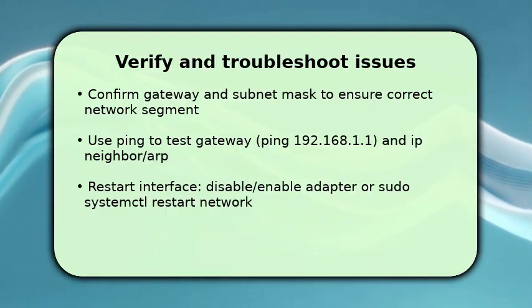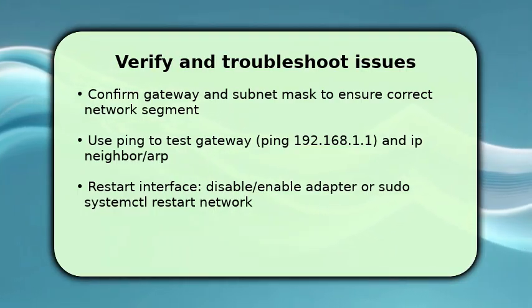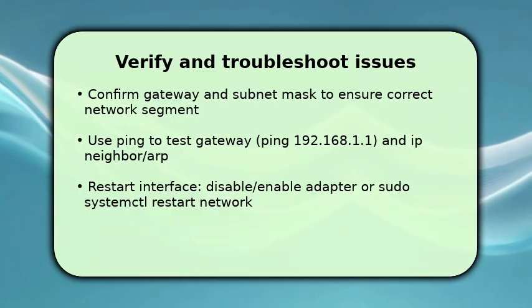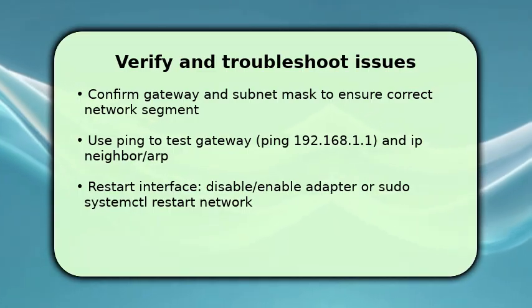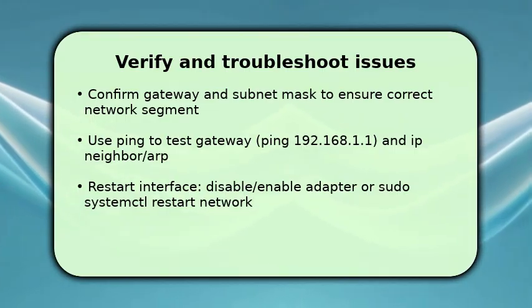If you still lack an IP, renew or restart the interface. Use ipconfig /renew, sudo dhclient -r and sudo dhclient, or disable and enable the adapter. One key tip: if DHCP fails, try a static address in the same subnet to isolate DHCP server problems.